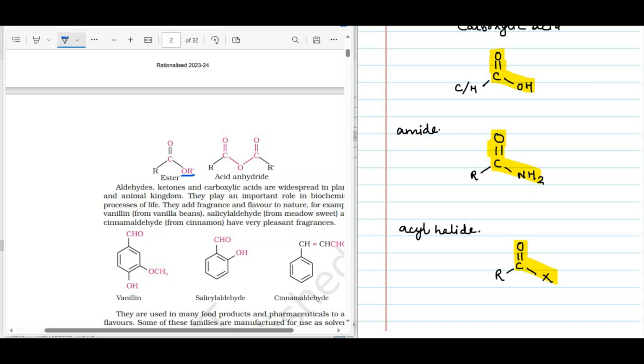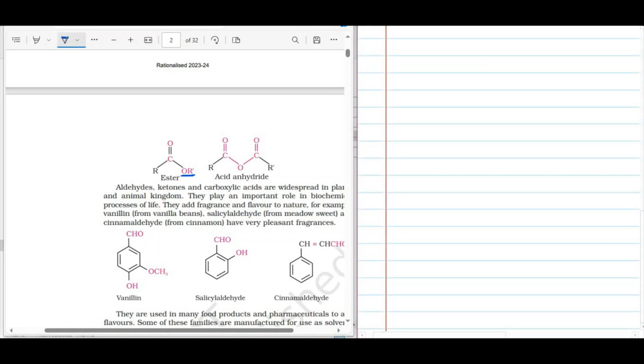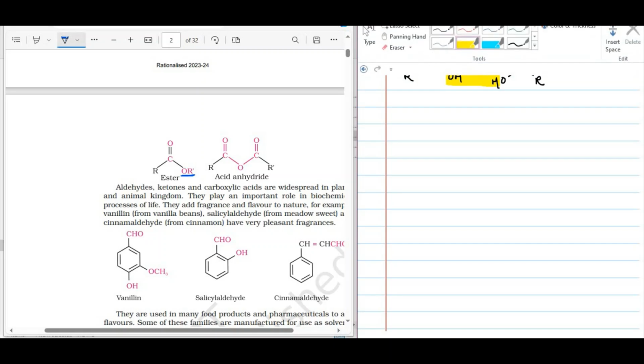In acid anhydride, let's try to understand how anhydrides are formed. Let's draw the structure of carboxylic acid. So this is C double bond O and it is bonded to OH, and on the other side it is bonded to an R group. Similarly, draw another molecule, C double bond O, bonded on one side to OH and on the other side to an R group. Now we remove a water molecule from two acid molecules, H2O, we have to remove H2O from the carboxylic acids.